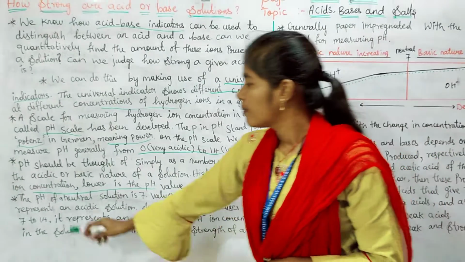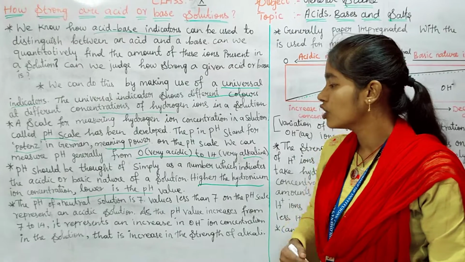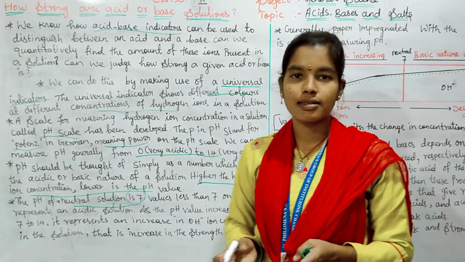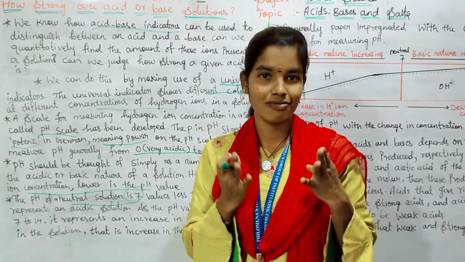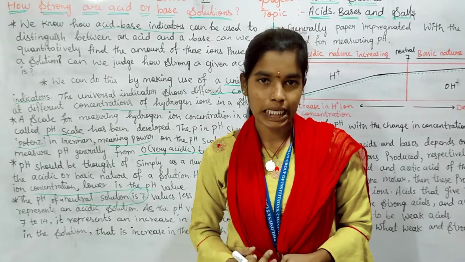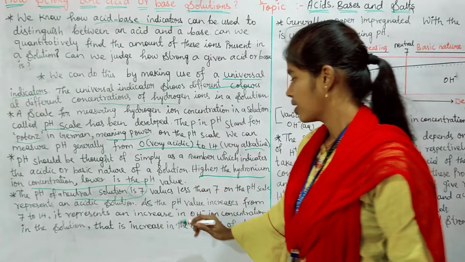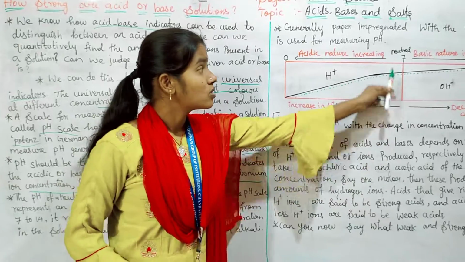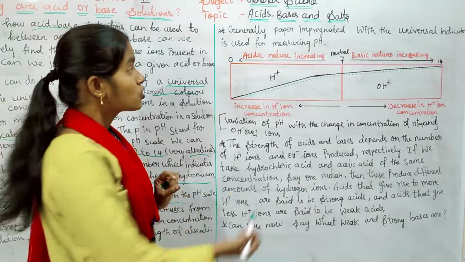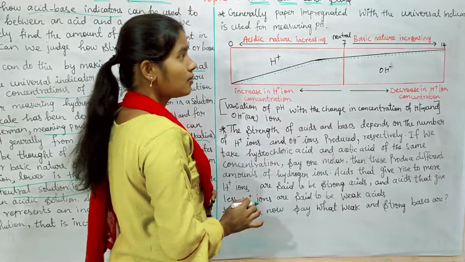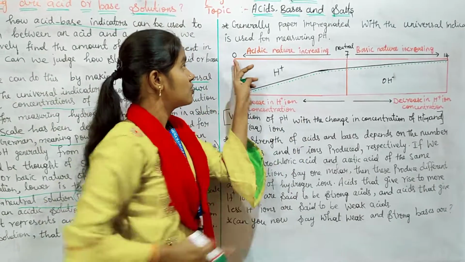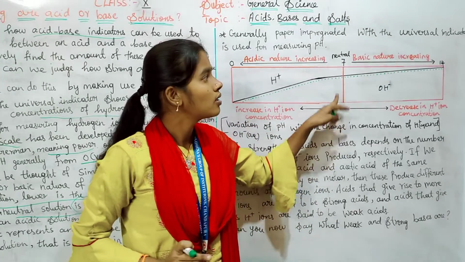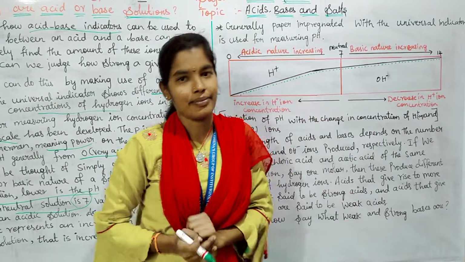And the pH of a neutral solution is how much? 7. I already said that 7 is neutral, 0 is very acidic and 14 is very alkaline. A value less than 7 is acidic. You can see here the pH scale from 0 to 14. 0 is very acidic in nature, 7 is neutral, and 14 is alkaline.